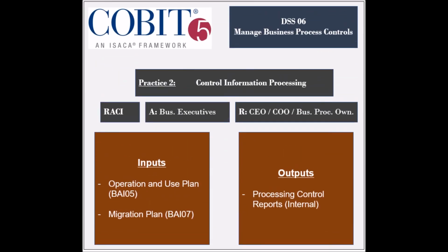The second practice is to control the processing of information. The entities responsible include the Chief Executive Officer, the Chief Operating Officer, and the business process owners. The entity that is held accountable is the business executives. The practice receives 2 inputs, which are the operation and use plan from the BAI5 process, and the migration plan from the BAI7 process. It generates 1 output, which is the processing control reports to be used internally.